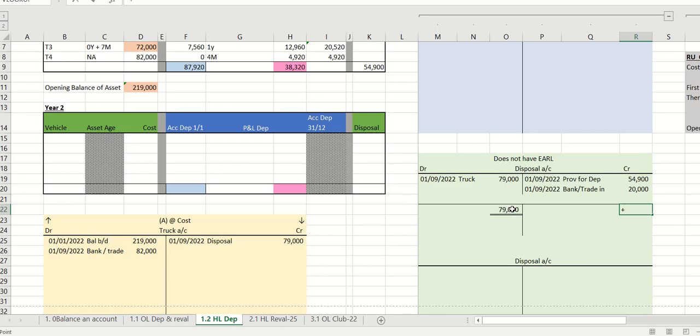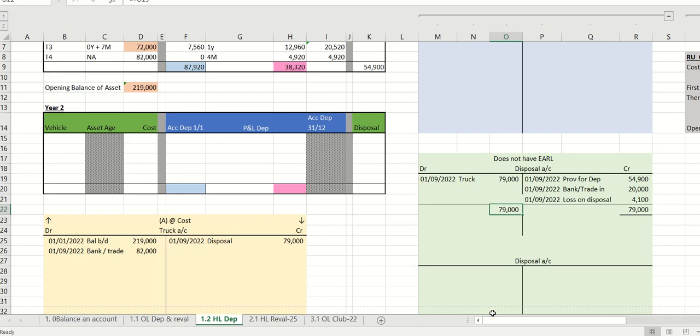So 79 balance, or the number that we will be putting, apologies now. So our missing number here, our big side minus our small side, is a loss on disposal. 4,100. Okay, so we've got a loss on disposal for the first disposal that we're doing.